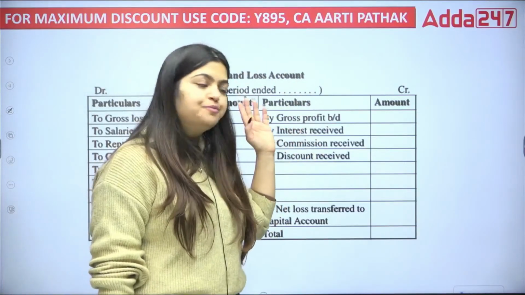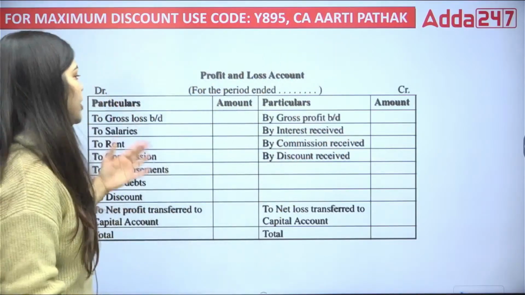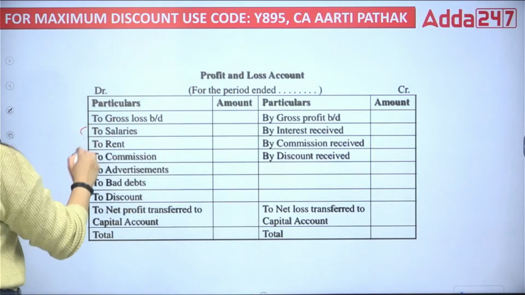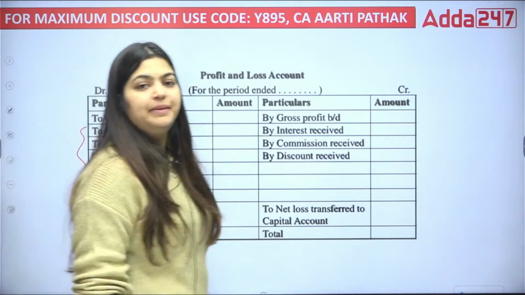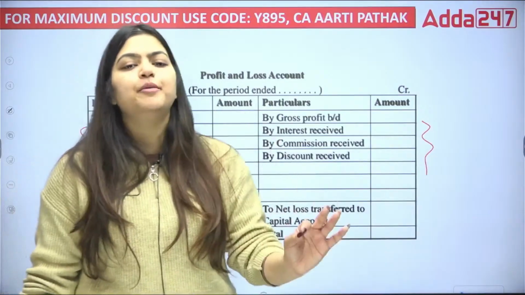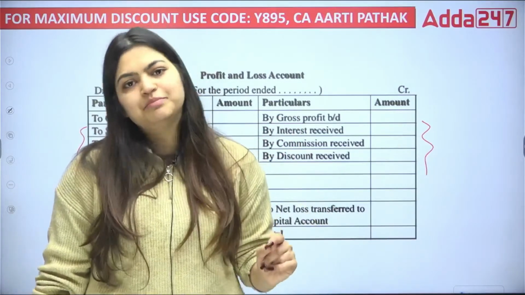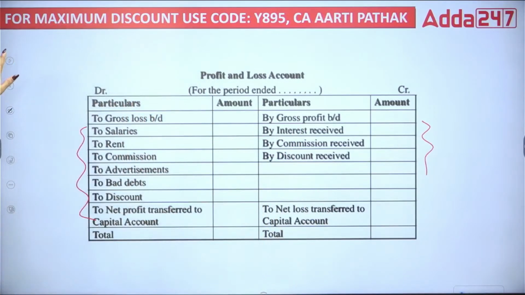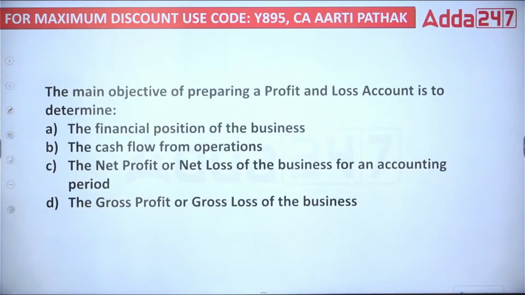Yes, gross profit on the credit side, gross loss on your debit side. All your expenses you will show on the debit side. All your incomes apart from your operating business you will show on your credit side. Now, here you will calculate net profit or net loss.